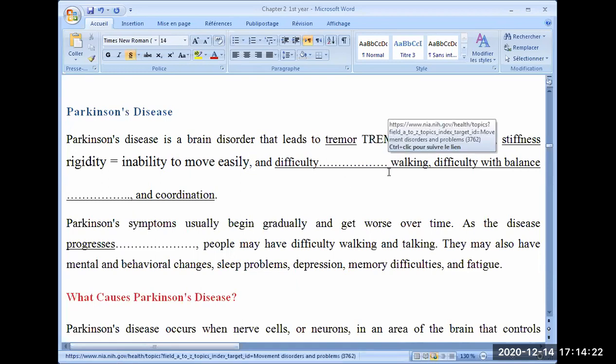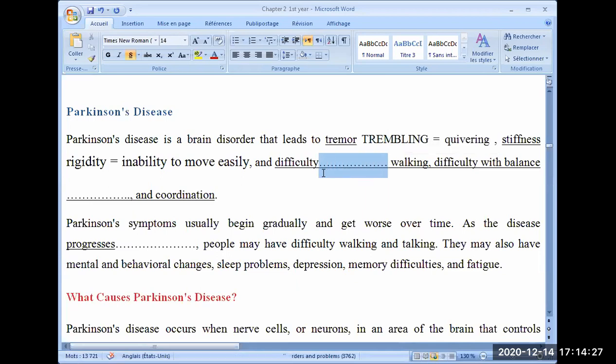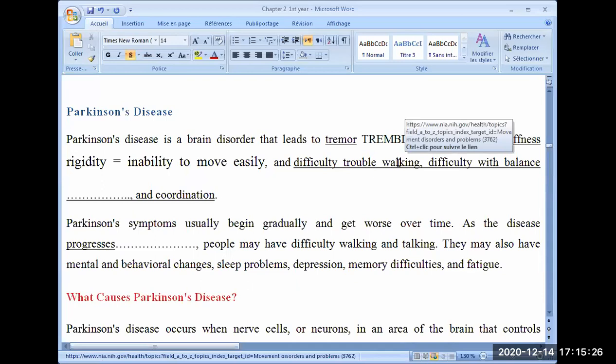And difficulty walking. Hardship, trouble, problem. Here, because you have walking, usually you use difficulty plus verb plus ing: difficulty walking, or trouble walking. There is hardship with moving, but we can't say hardship walking. We say trouble walking, or problems with walking, trouble with walking, because you have verb ing.